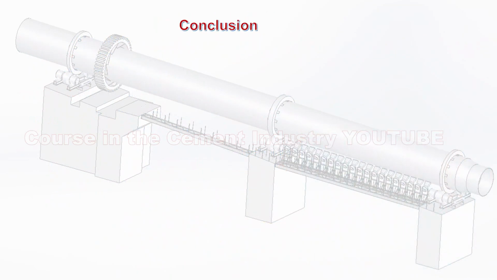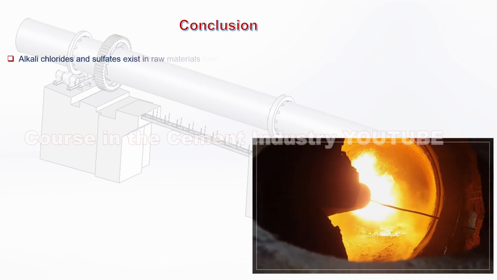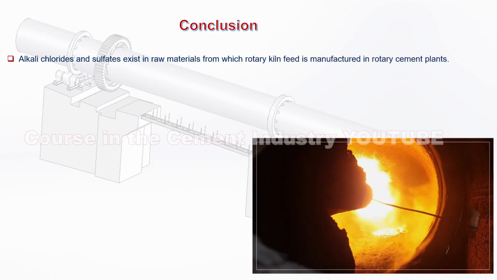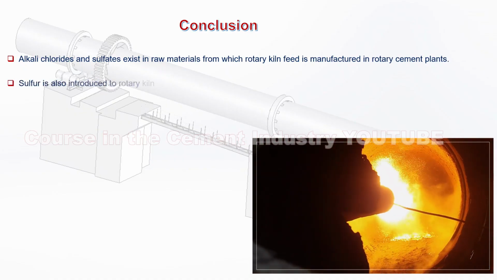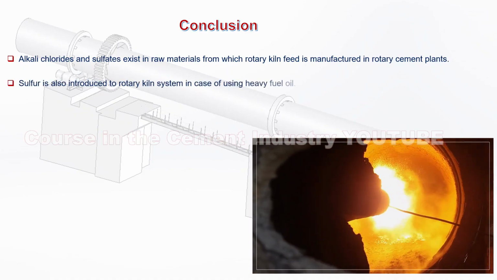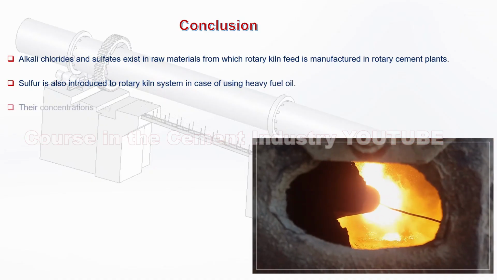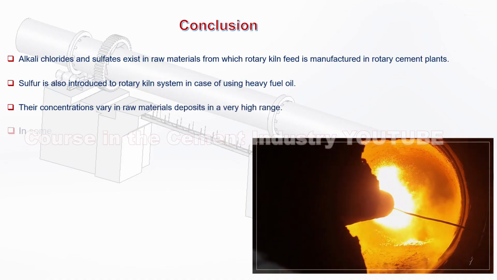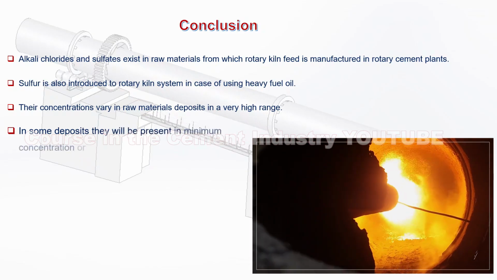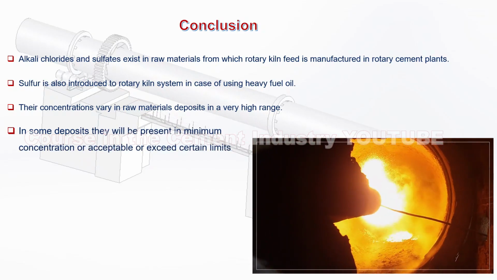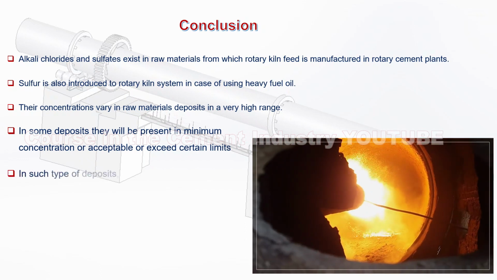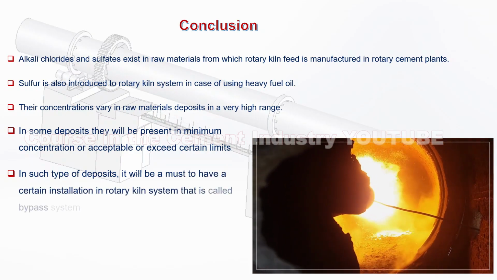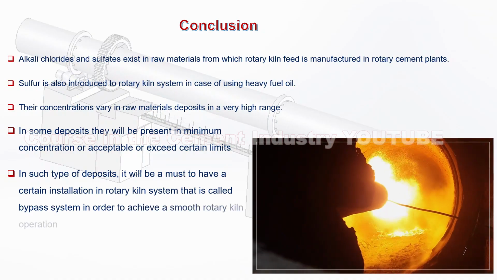Conclusion. 1. Alkali chlorides and sulfates exist in raw materials, from which rotary kiln feed is manufactured in rotary cement plants. 2. Sulfur is also introduced to the rotary kiln system in case of using heavy fuel oil. 3. Their concentrations vary in raw material deposits in a very high range. 4. In some deposits they will be present in minimum concentration, or acceptable, or exceed certain limits. 5. In such types of deposits, it will be a must to have a certain installation in the rotary kiln system, called a bypass system, in order to achieve smooth rotary kiln operation.